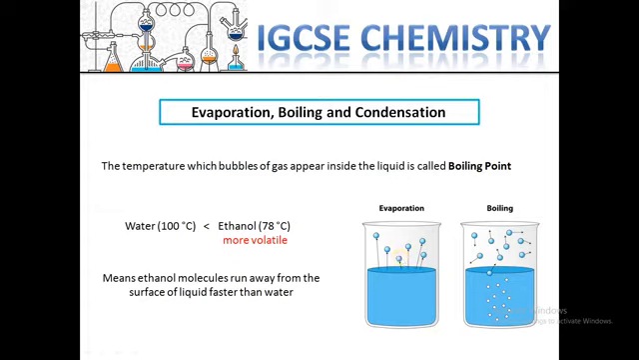Water molecules can attach to each other stronger than ethanol. So ethanol can run away from the surface, and they are easy to move up and change to the gas formation. So it can be said that ethanol is more volatile.